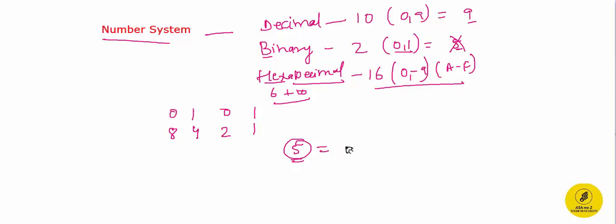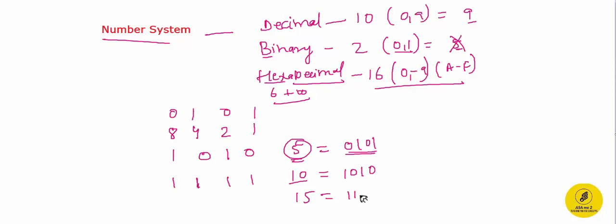The binary for 5 is 0101. Similarly, if you need to get the binary for number 10, 10 is 8 plus 2 and everything else remains 0. So the binary for 10 is 1010. Let's say I need the binary for number 15, and that would be 8, 4, 2, 1. If you add all of them, you get number 15. So the binary for 15 is 1111. This is how you convert a decimal number into binary.